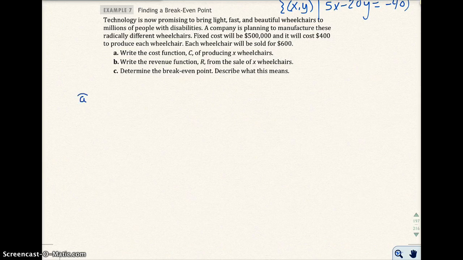Okay, so to produce these wheelchairs, the cost function is going to be C of x. It's going to cost the company $500,000. That's the initial cost. That'll be the cost of the machine, for the building, and so on. It's a one-time cost. And once they pay that initial cost, then it's going to cost them an extra $400 to produce each wheelchair. That's going to be the part for, I guess, each wheelchair, the labor to make one wheelchair, and so on.